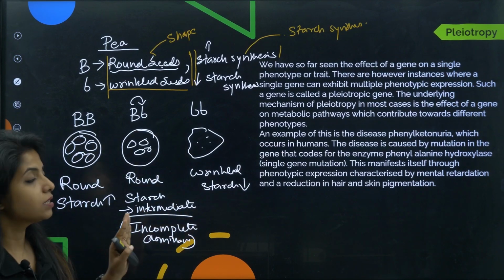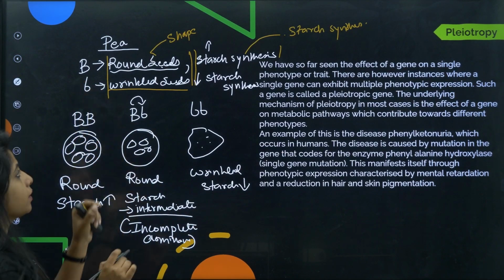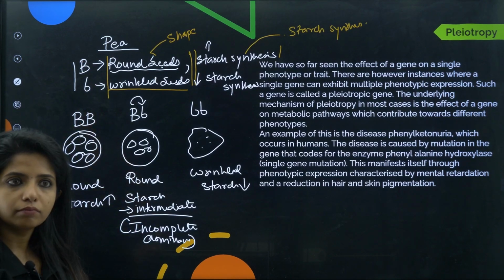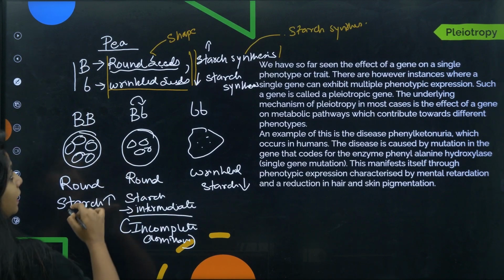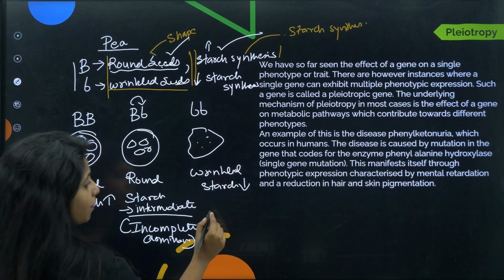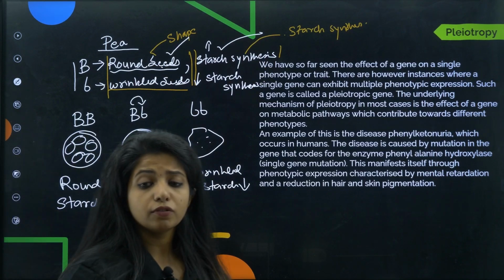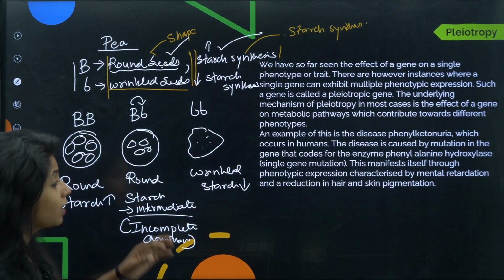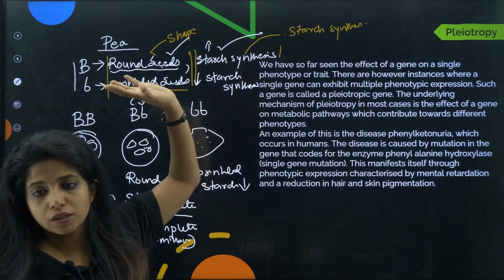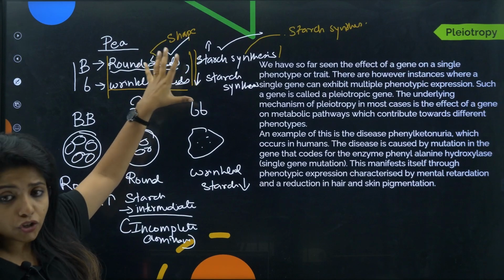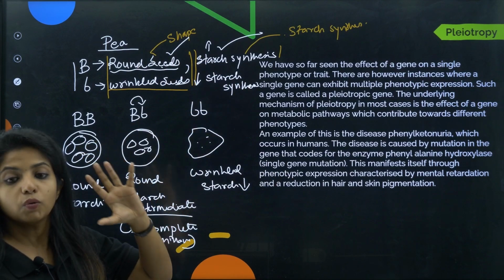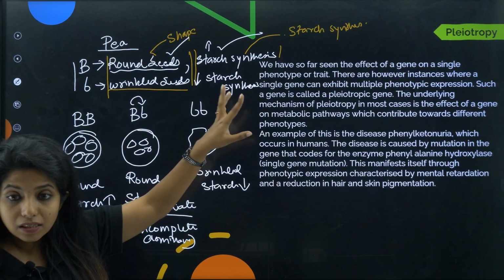Pleiotropy basically means that one particular gene, this particular gene, is responsible for maintenance of two or more characters. So, this is one character, this is the second character. Usually, it's not like that. Capital T always means for height, small t is for just dwarfness, right? But over here, capital B is for round seeds, as well as this gene is also taking care of the starch synthesis. Now, small b is for wrinkled seeds for sure, but it somehow affects the starch synthesis, it makes it less. Do you get it? So, one gene is maintaining two things.